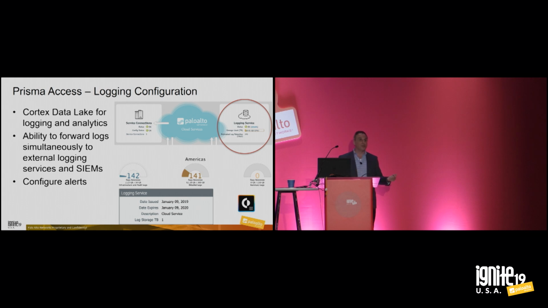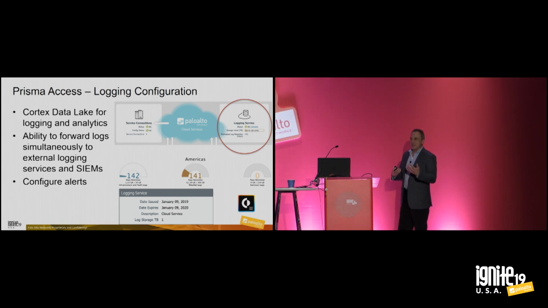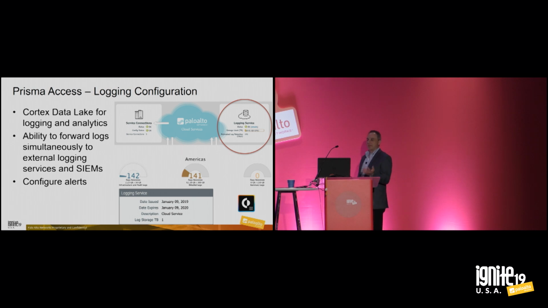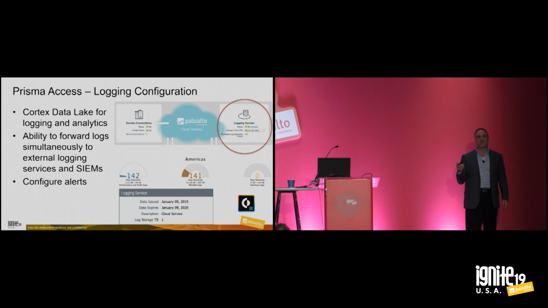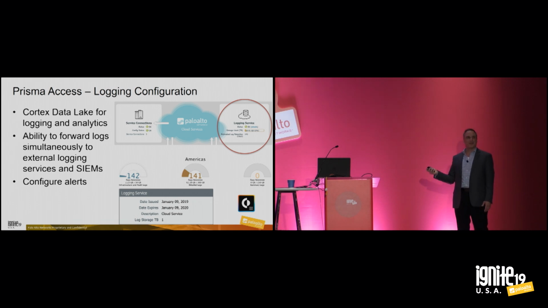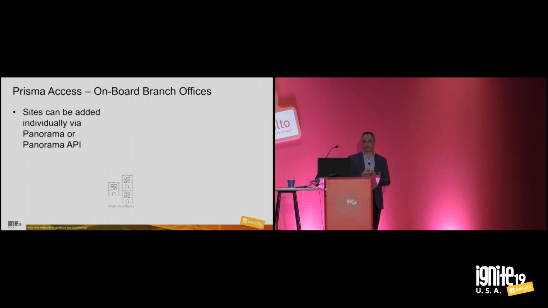And if you're familiar with our logging service and our Cortex Data Lake, I can forward logs to you if you have a local SIEM. I can configure alerts. It does all of those same capabilities, and you purchase it by size, right? I think our minimum is 1 terabyte, something like that, very straightforward. But it's definitely key. You don't want to be deploying an environment like this and not logging it and getting all those capabilities. So now let's get into actually bringing those branches on.